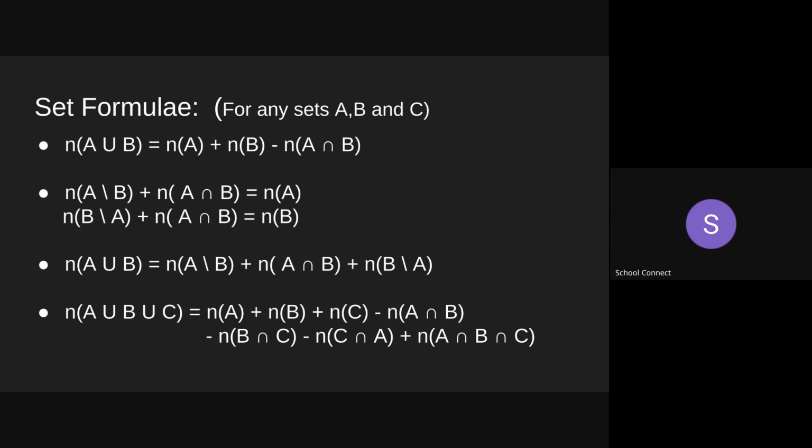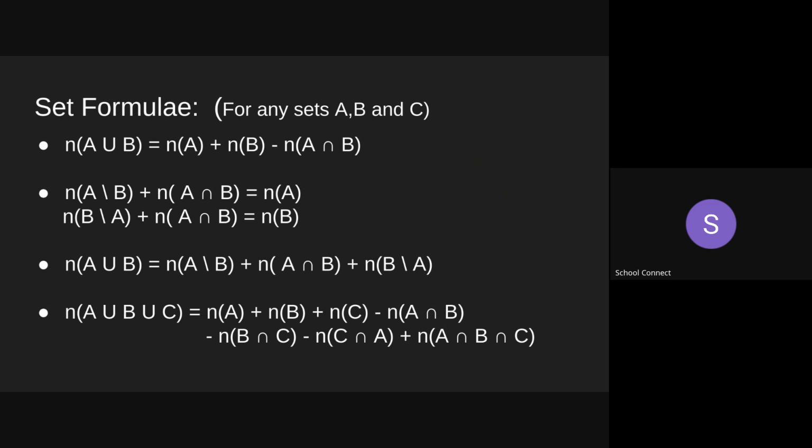The first one is well known to everybody: the number of elements in A union B is the number of elements in A plus the number of elements in B minus the number of elements in A and B. And the number of elements in A minus B plus the number of elements in A intersection B gives you the number of elements in A. Similarly for B also. The third one is another way to write the number of elements in A union B: the number of elements in A minus B, plus the number of elements in A intersection B, plus the number of elements in B minus A.